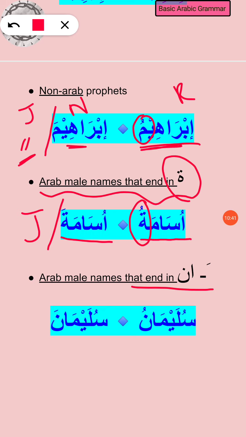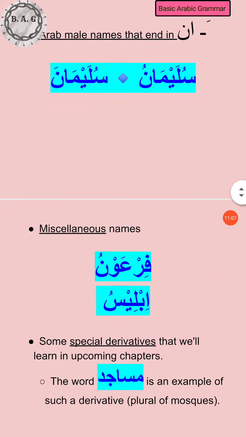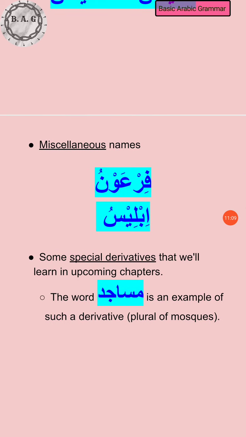Anu is your Rafa form and Ana is your nasab slash jar form. So it's Sulaimanu or Sulaimana, which is your nasab slash jar form. So Arab male names that end in Anu, such as Sulaimanu or Sulaimana. Alright, so this is done, and these two groups.